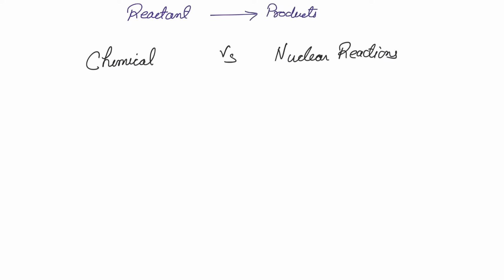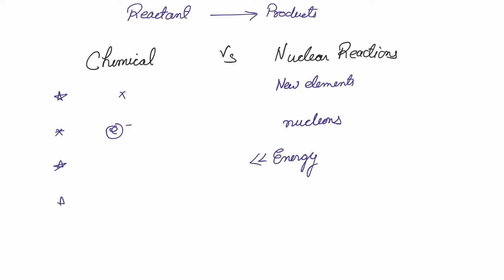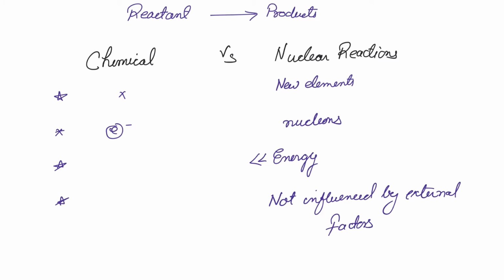First, we know what a reaction is. Something is going to react and turn into a product. The main difference between a chemical and a nuclear reaction is that a nuclear reaction creates new elements and involves nucleons, that's neutrons and protons, and the energy involved is much more. And it is not influenced by external factors. We already know this from high school biology, right?